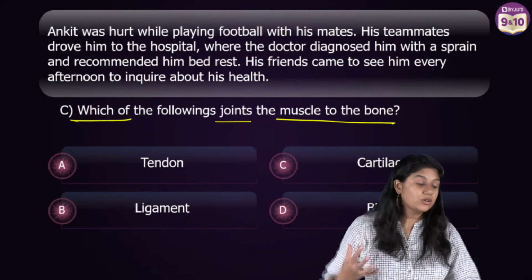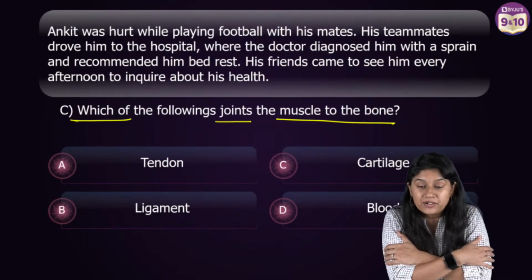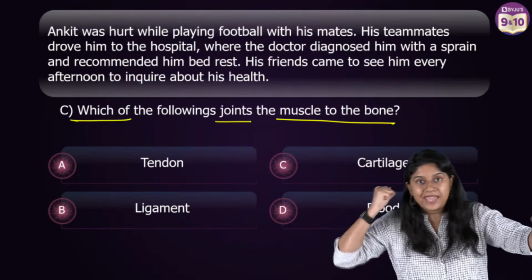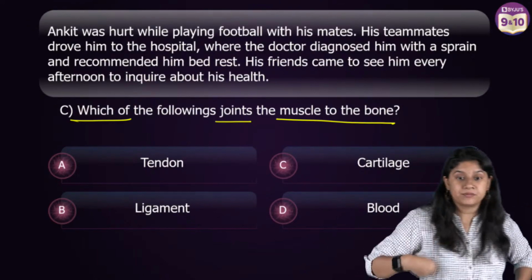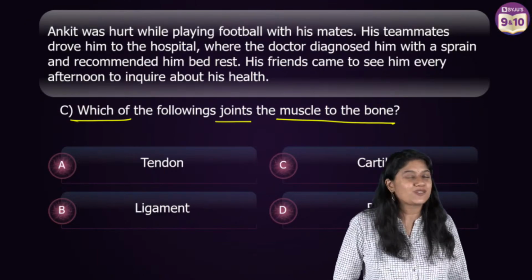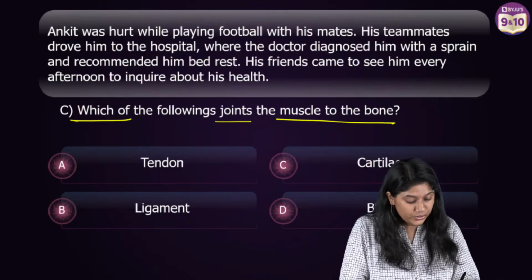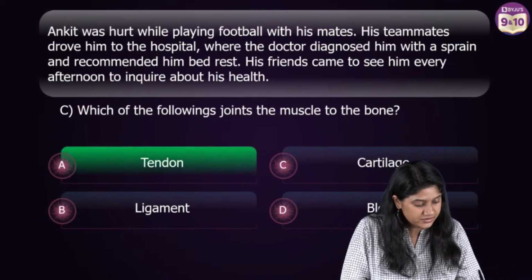When we're talking about physical activity, our skeletal muscle takes the strength over here. If we are playing, they are the ones who will be getting fatigued. They are the ones which will be getting the tiredness, not the smooth muscles, because they are not directly involved in it. Very good. The correct answer is tendon.